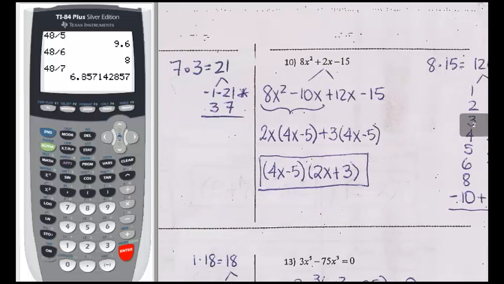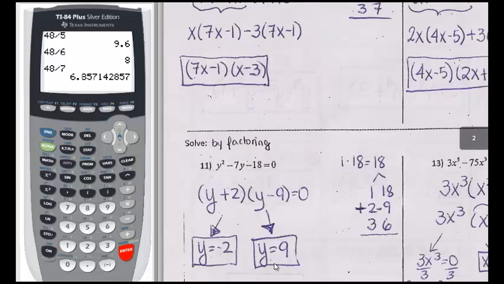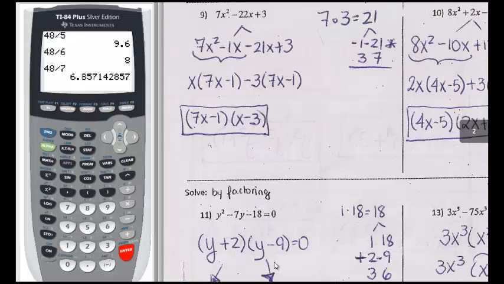So let me move over here. Problem number 9. If you look at problem number 9, first thing I notice is that the number in front of the x squared is not a 1. I started out by asking, can I factor anything from all three? And the answer is no.